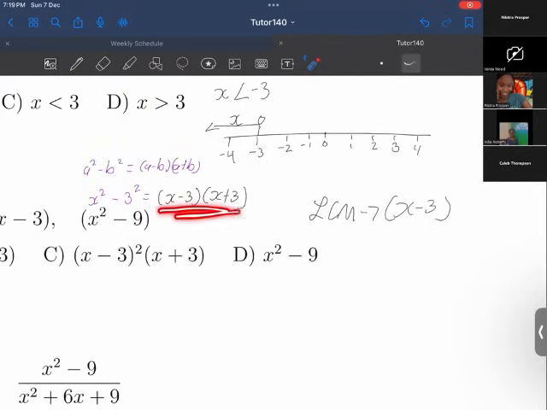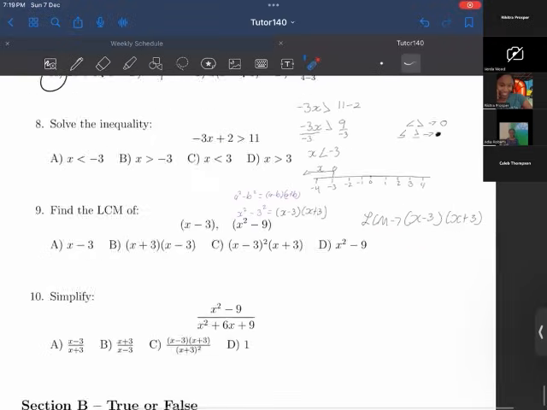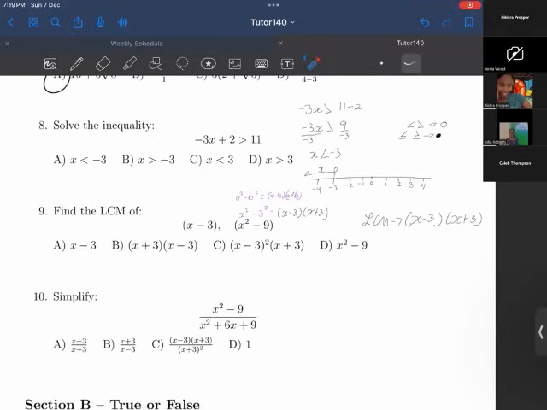This term here has x minus 3 again, but we already have the x minus 3. So we're not going to write that. We're going to write x plus 3. So the LCM would be x minus 3, x plus 3. Okay, and that is B.